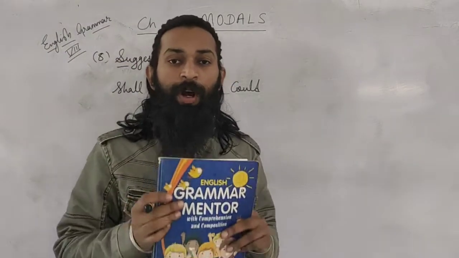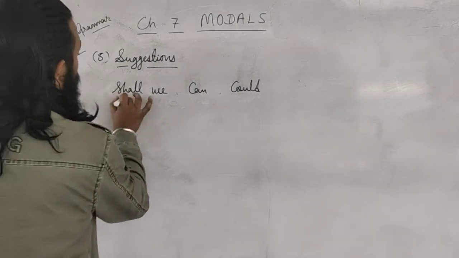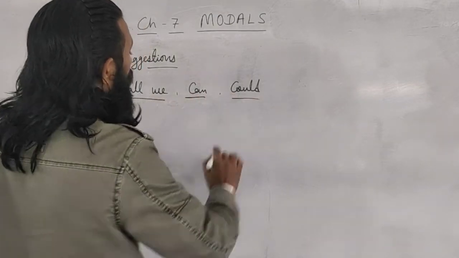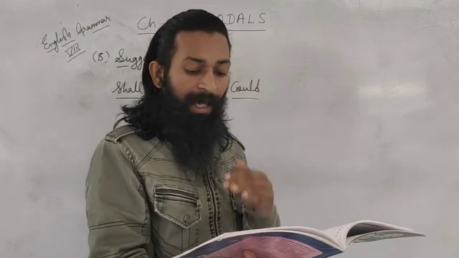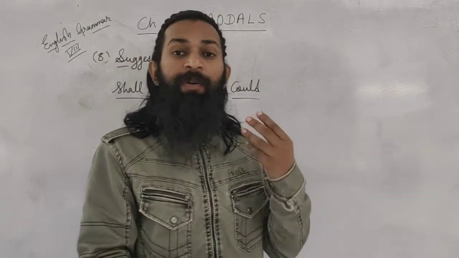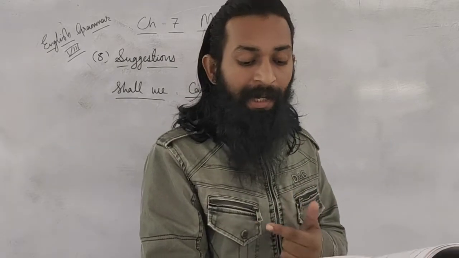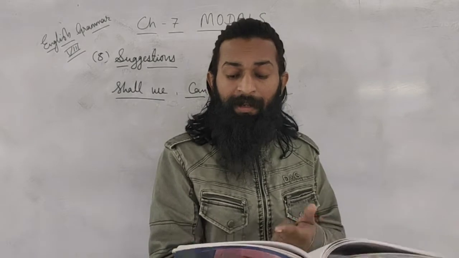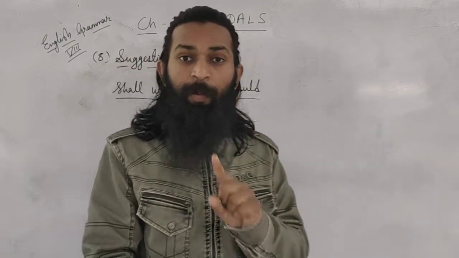Dear students, if we talk about suggestion, then on that condition we have three choices: shall we, can, and could. In your textbook, we can use can or could to make suggestions. Could is less direct and more polite than can. Already explained in last class also, could is more polite.